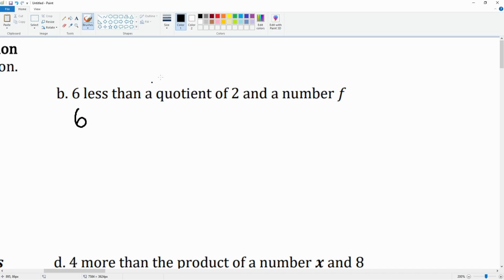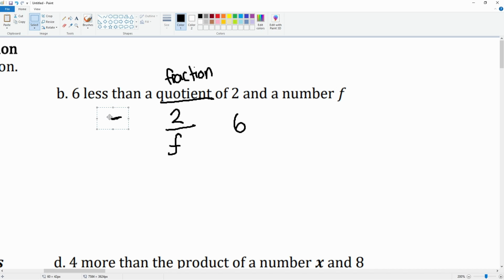6 less than, so that's minus, the quotient of 2 and a number f. The quotient here means a fraction. But understand that it is 6 less than, so you have to bring the 6 over here and you have to subtract it here. So this is how it looked.